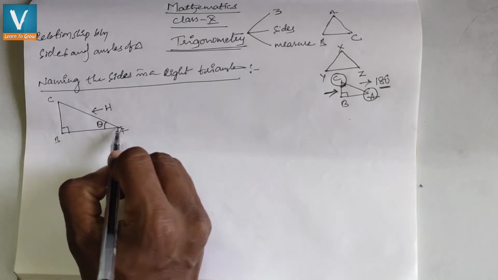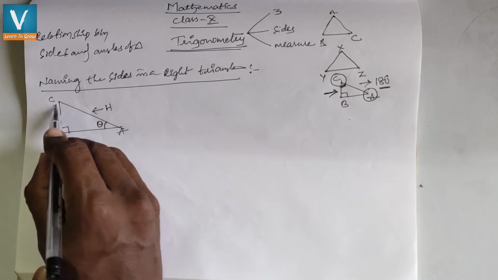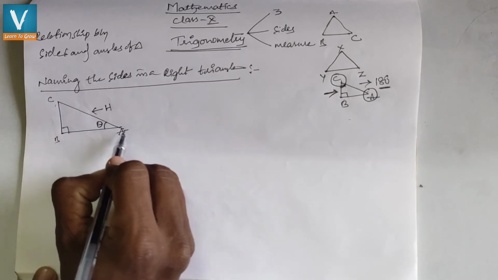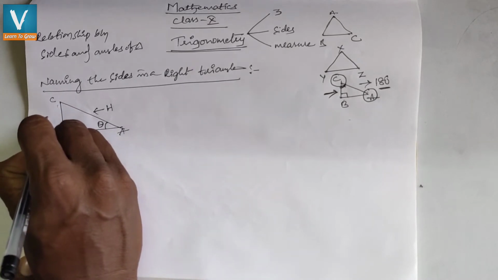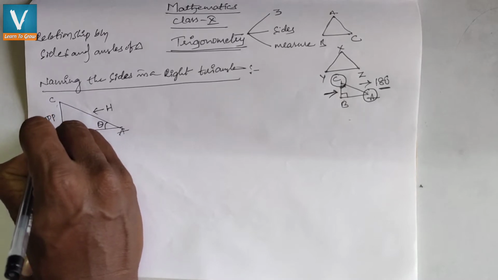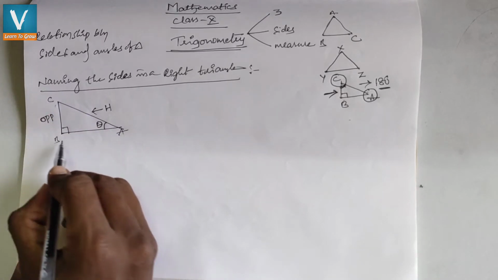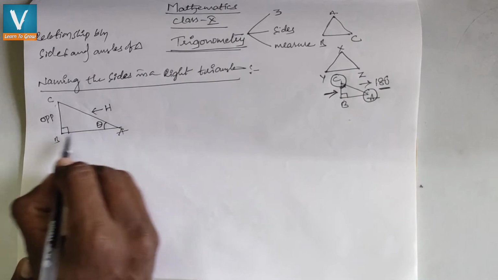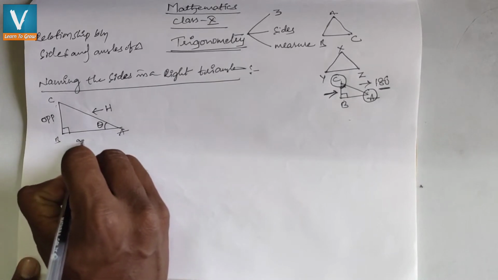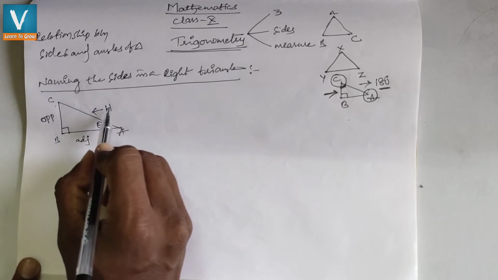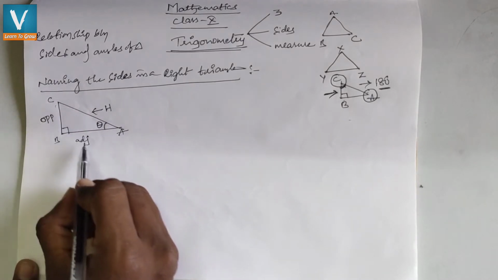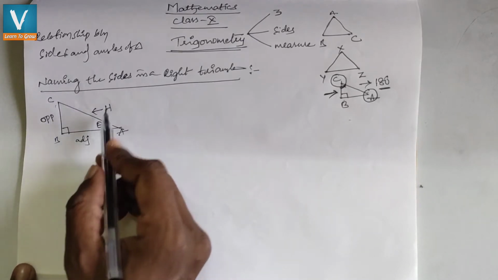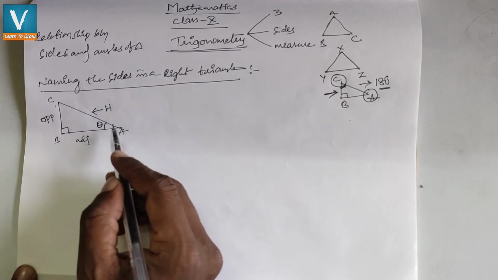Now see, with respect to A, what can we say about BC? BC is the opposite side to angle A. So I am indicating it as the opposite side. And the remaining side, between the right angle and angle theta, is known as the adjacent side. So hypotenuse, opposite and adjacent are the three sides in a right triangle.